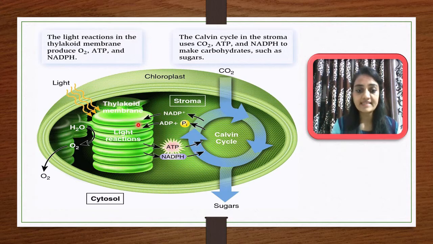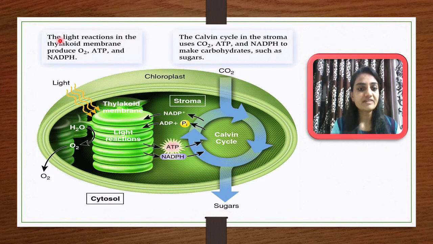Inside the grana the chlorophyll is filled, and that's why light-related reactions occur inside the grana, or we can say inside the thylakoid membrane. Inside the stroma, the dark reaction of photosynthesis occurs, and that is called the Calvin cycle. In this way you can understand that inside the thylakoid grana, the stack of thylakoids, the light reaction occurs, and inside the stroma the dark reaction occurs.